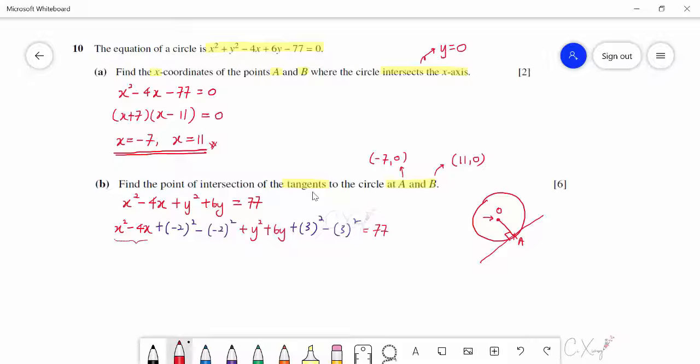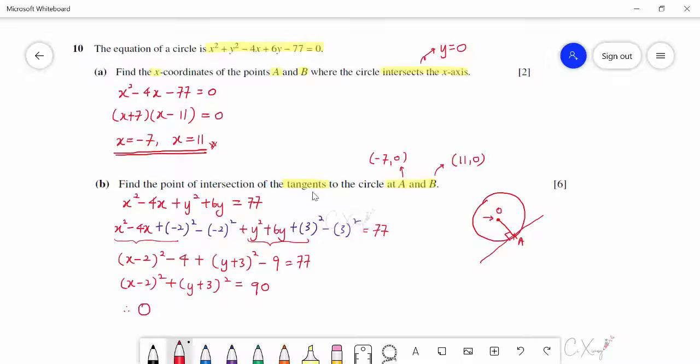Group the first three terms into a bracket. I have (x minus 2) squared minus 4, plus the same for y, (y plus 3) squared minus 9, equals 77. Again, if I rephrase everything in the standard format for a circle, you will see that it equals 90. So from here, the center, which I will label as O, will be 2 and -3.